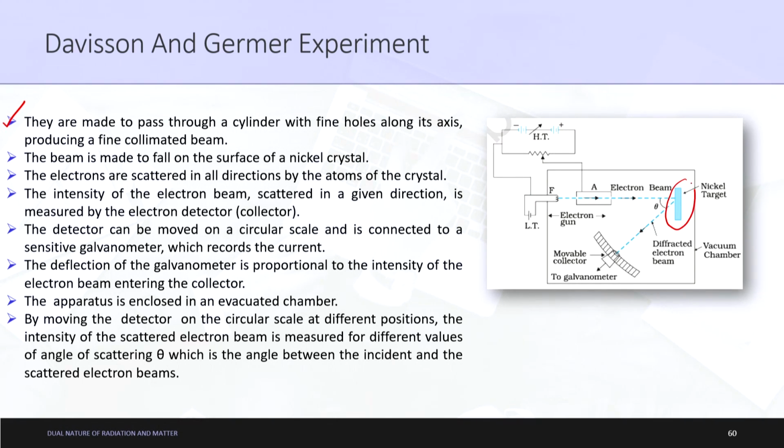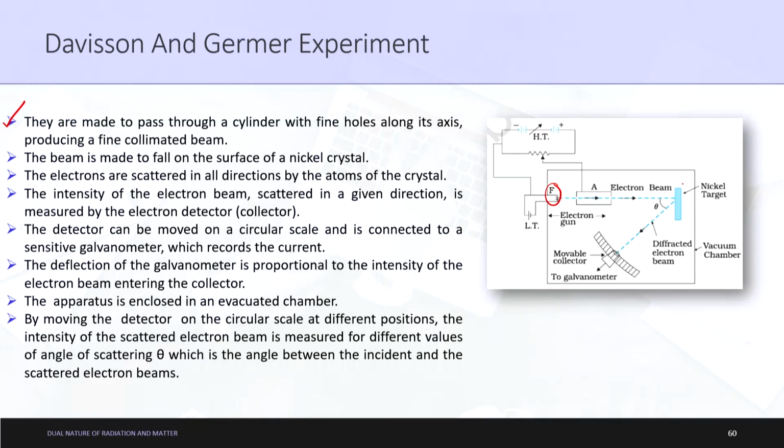So this is your nickel crystal. As the name suggests, this target is basically a plane which is made up of nickel. So till now we have used two different elements. Tungsten was being used here and nickel was being used here. So the beam is made to fall on the surface of a nickel crystal.